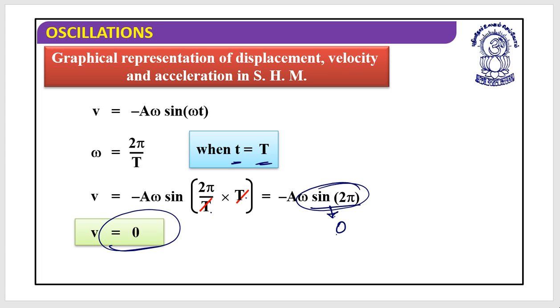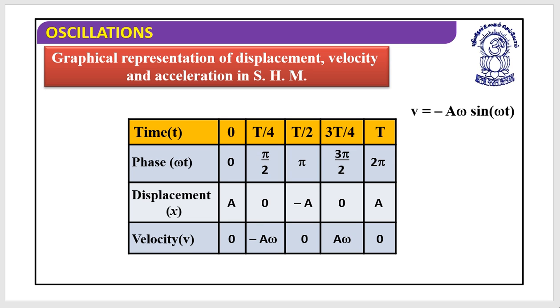If I look at the table, then at time t equal to 0, the phase would be 0, displacement would be the maximum, velocity would be 0. At T by 4, the displacement is 0 and velocity is minus a omega. At T by 2, displacement is minus a and velocity is 0. At 3T by 4, the phase is 3 pi by 2, displacement is 0 and velocity is a omega. At T, the phase is 2 pi, displacement is a and velocity is 0. Yes, I hope this is clear. So this was all about the velocity.